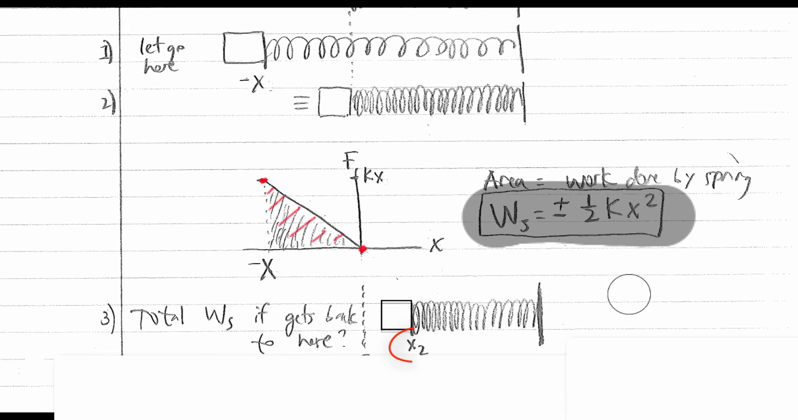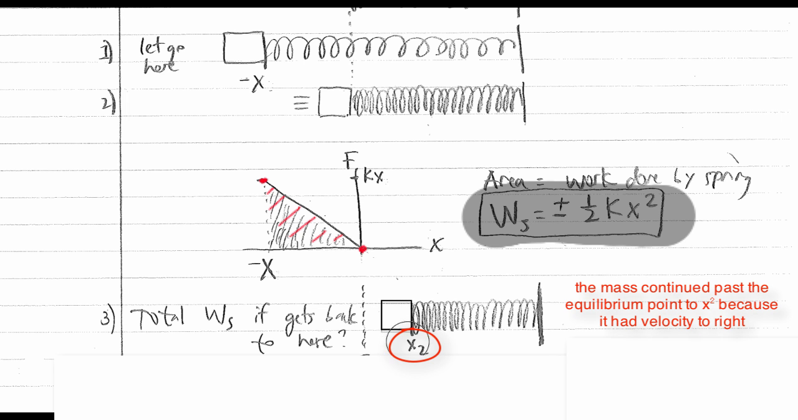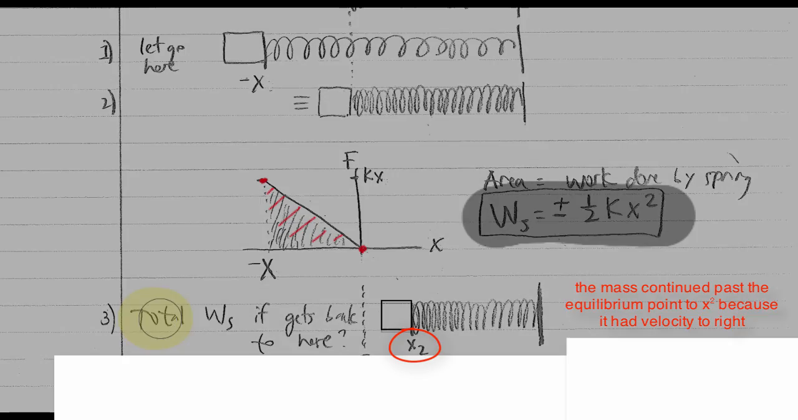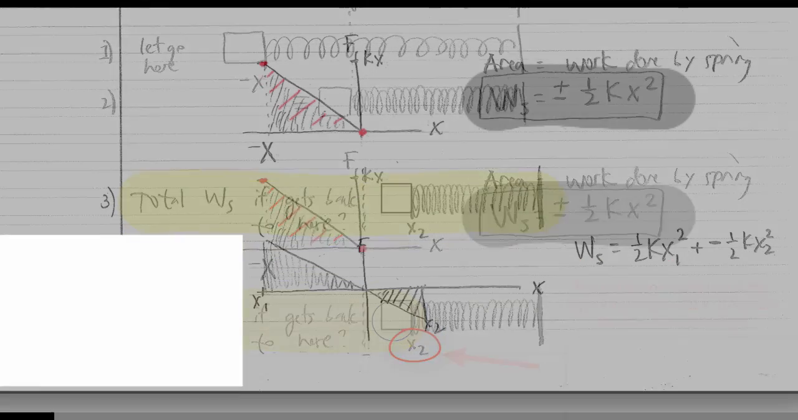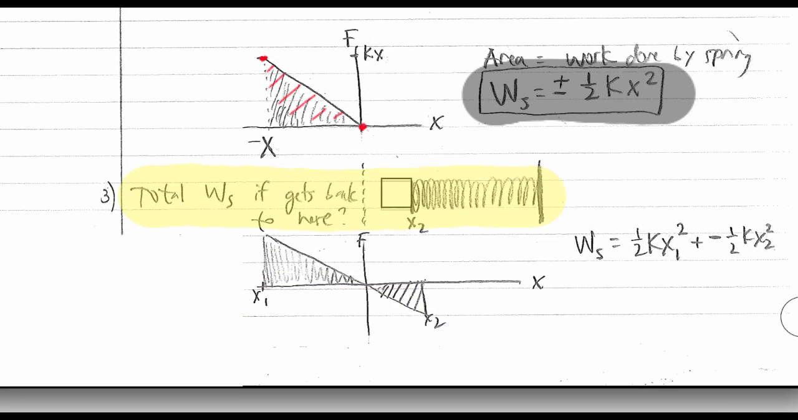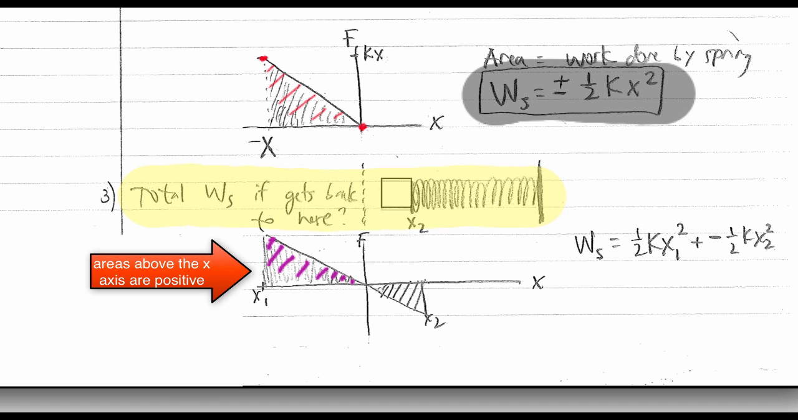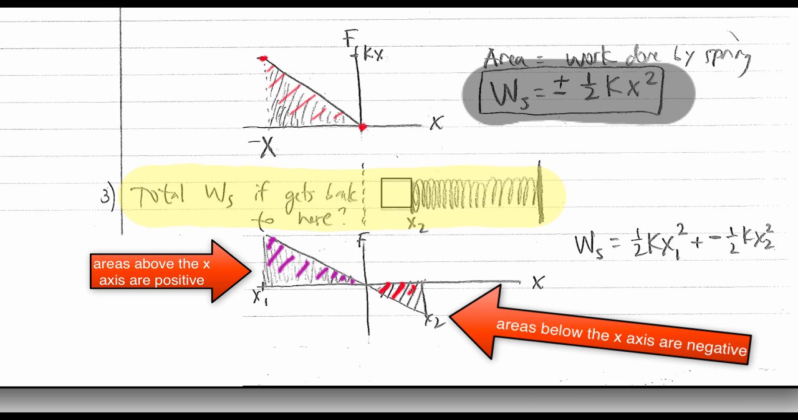Now, if it gets back to there, this is not the same x. This is x2, I'll call that. Let's figure out how much work is done by the spring if it only gets back to right there, x2. Again, we're going to find the area under the curve. So what I've got to do is add up this area right here. That's how much work the spring did on the way to the equilibrium point. But then I've got to also add up this work done right here.